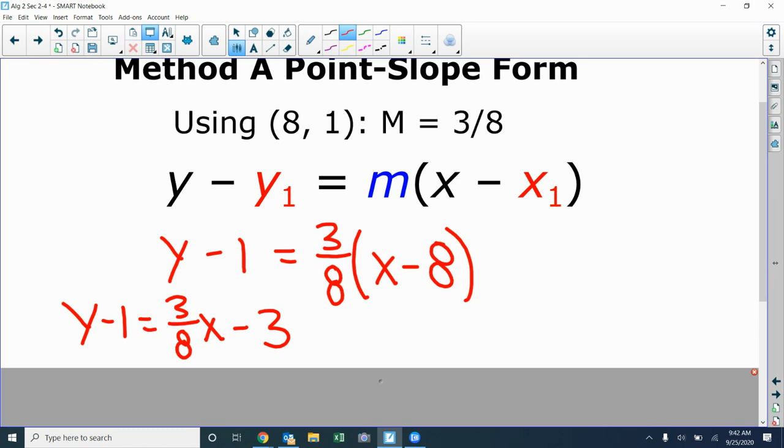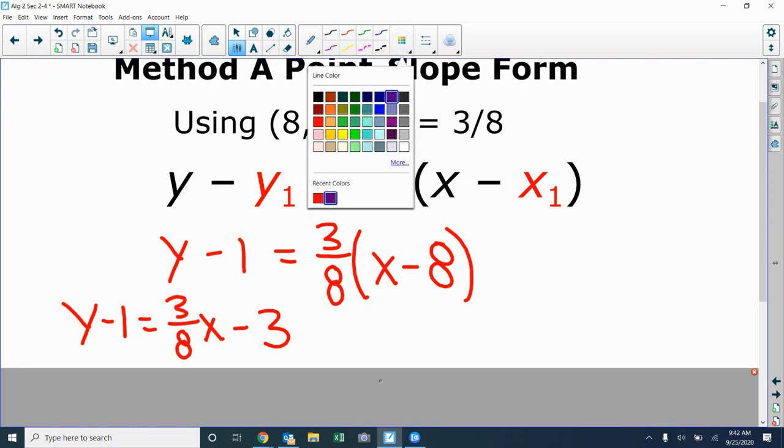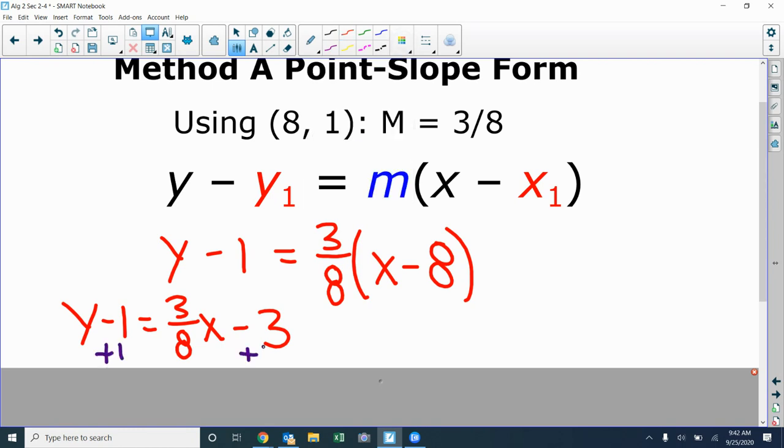So again, we're trying to get it to be y equals, so all we have left to do is plus 1 on this side of the equation. And our final output, our final linear equation, y equals 3/8 x minus the deuce. There you have it.